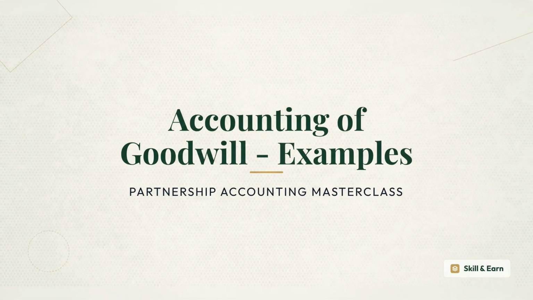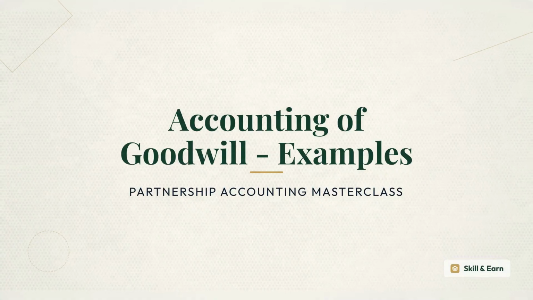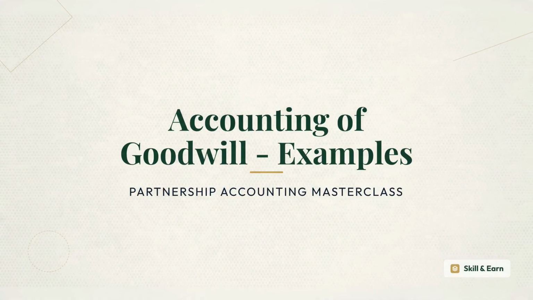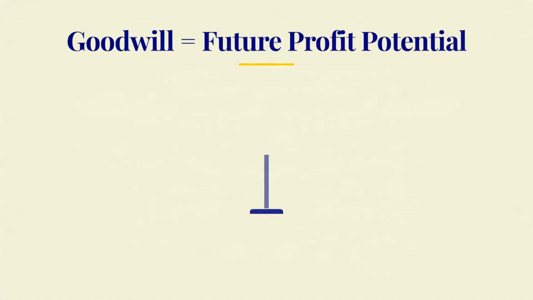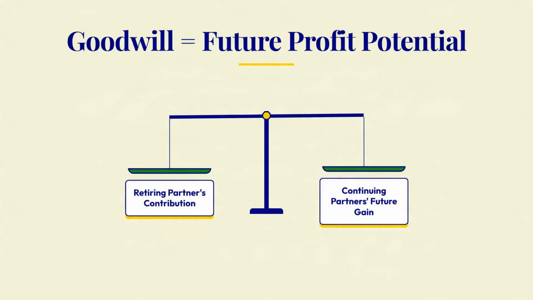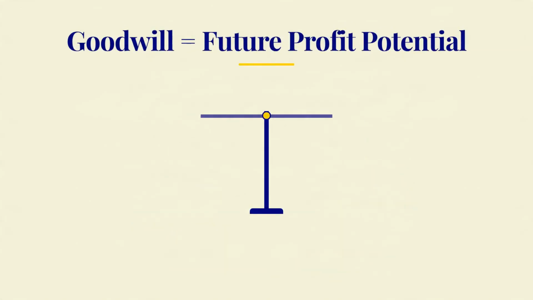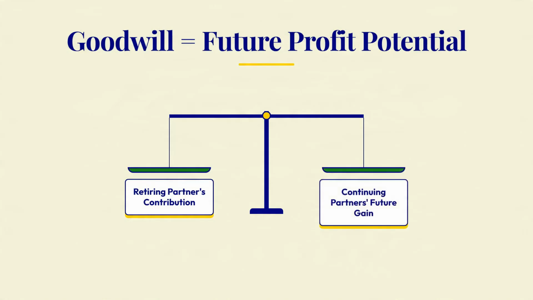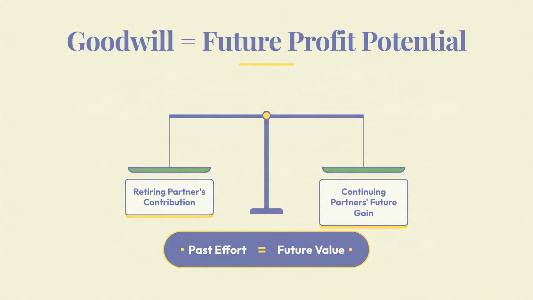In the world of partnership accounting, the retirement of a partner is a pivotal event that requires precise financial adjustments. Master these entries step by step. Goodwill represents the reputation and future profit potential that a firm has built over time. It is a vital, intangible asset. When a partner retires, they leave behind their share of this potential value. The continuing partners must compensate them.